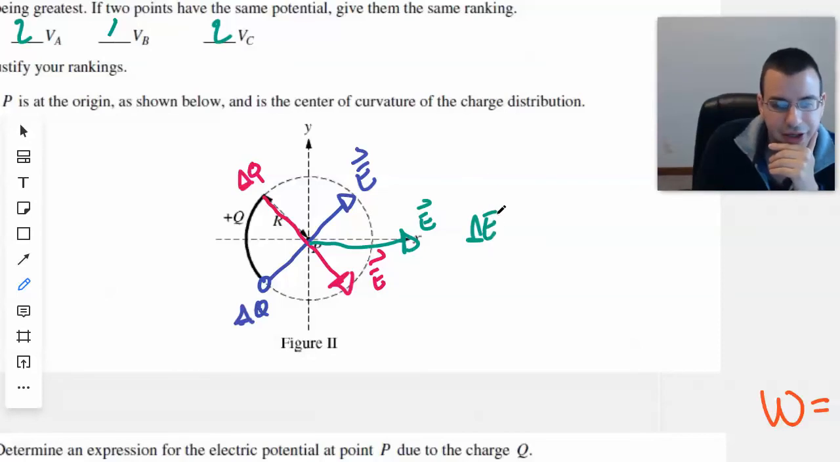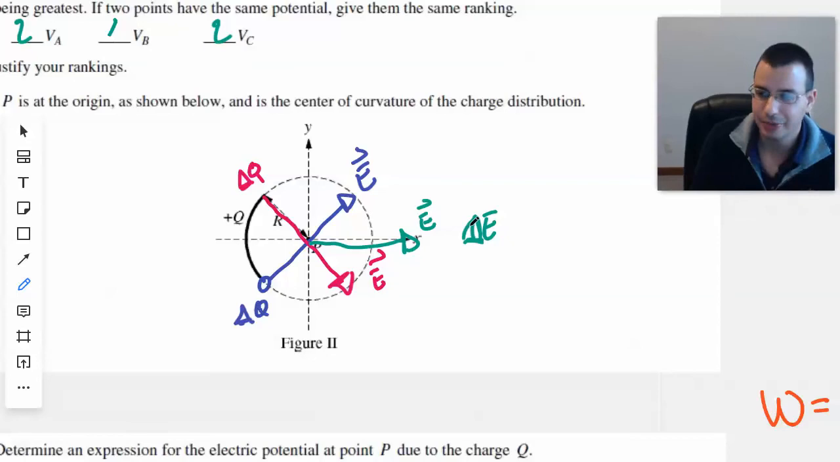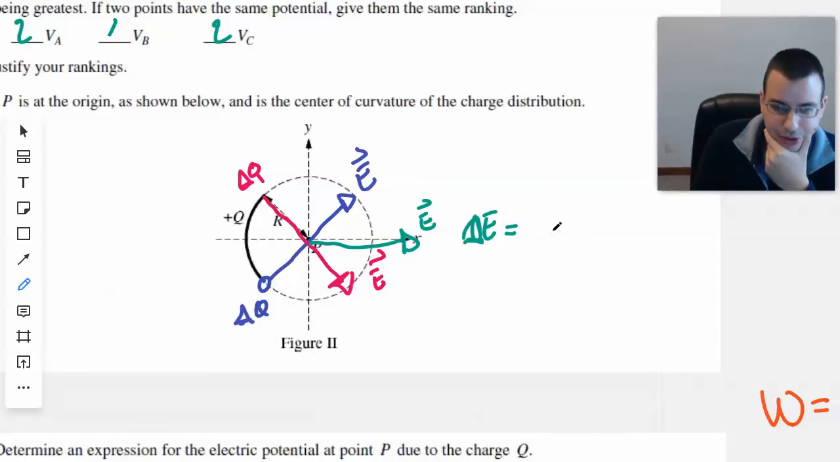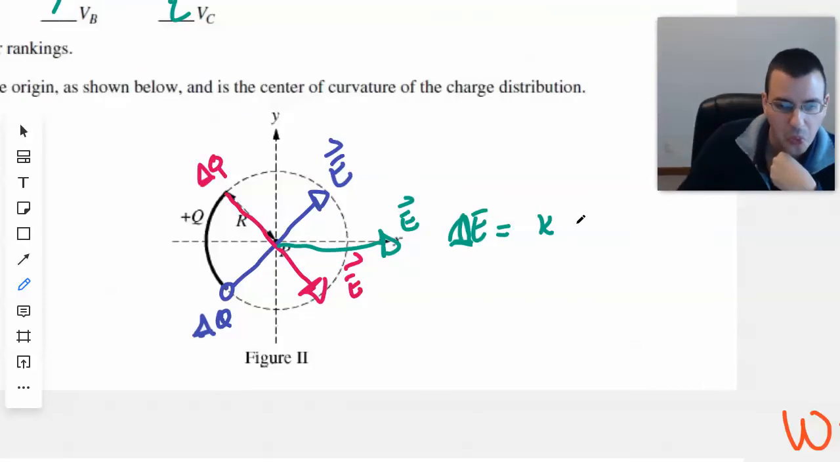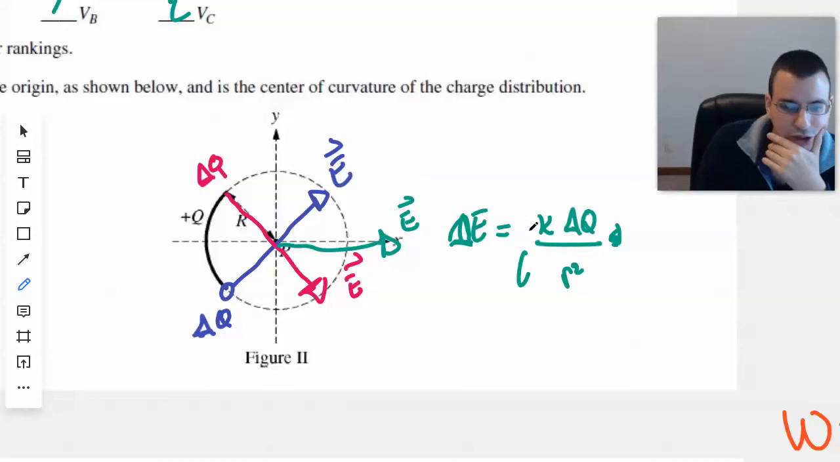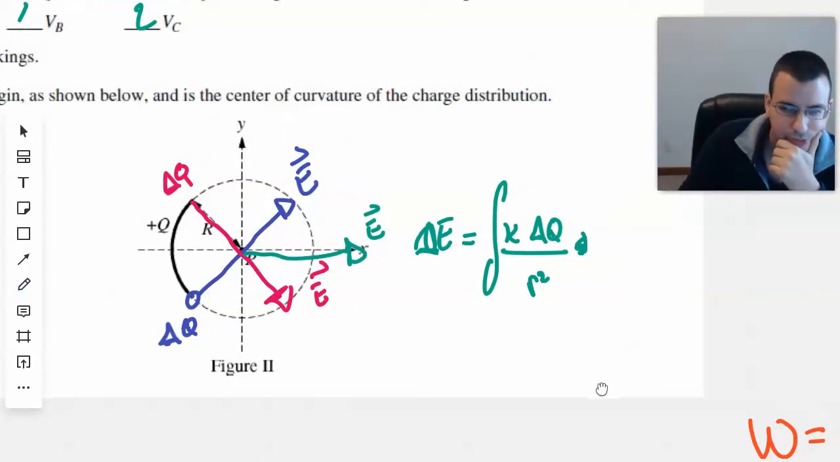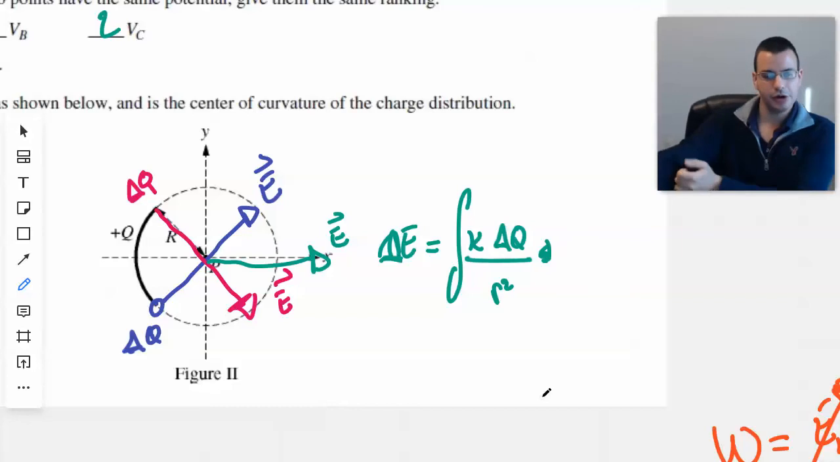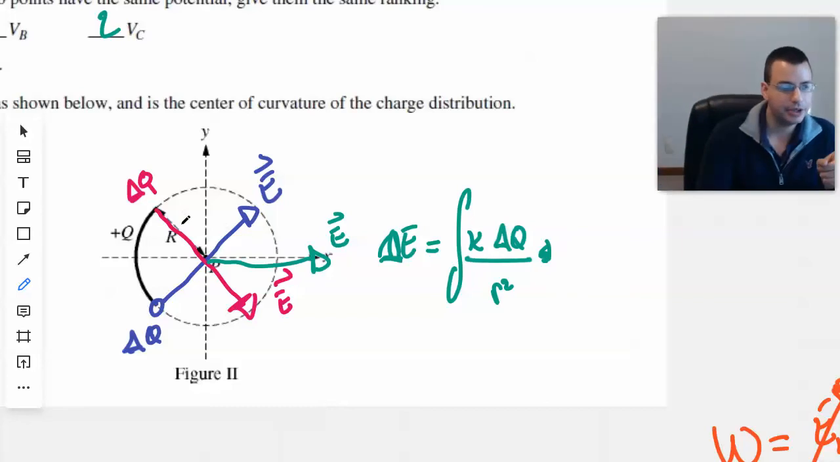For a small amount of electric field, you can tell that I'm going to go with an integration route. So we use Coulomb's law, k delta Q over r squared. And then we'll do an integral. Yep, that seems reasonable. Now, the problem is, for any delta Q, we only want to include the horizontal component.